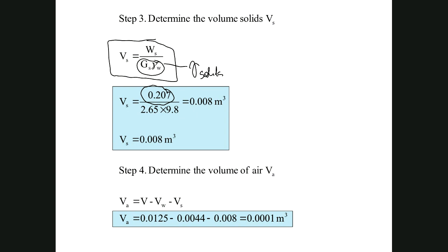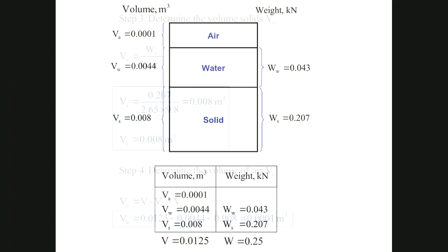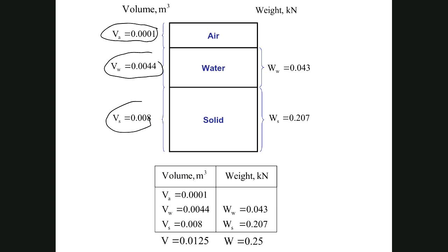Okay, great. So we'll find the volume of solids. And next we'll find the volume of air, which is total volume minus volume of water and volume of solids. We're going to get the volume of air. And I think we have everything. This is a summary slide where we are given volumes for each component, and we have the weight of solids and weight of water.